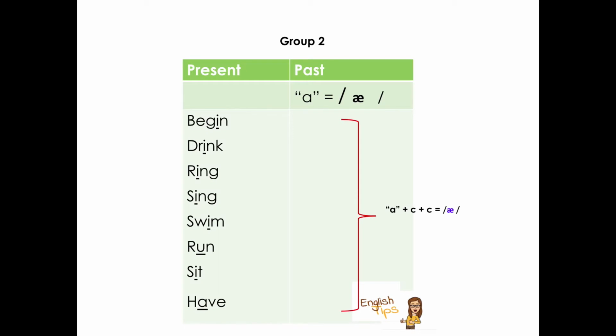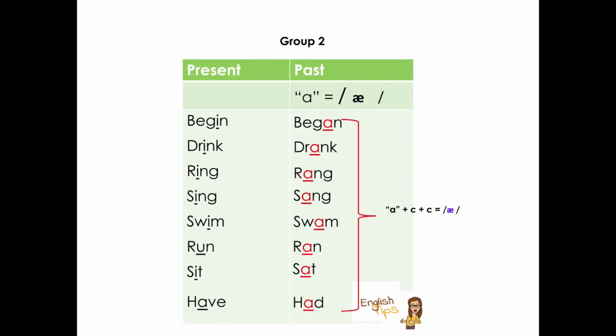So here we have, for example, begin, that turns into begun, drink, drank, ring, rang, sing, sang, swim, swam, run, ran, sit, sat, have, had. And again, we have a spelling pattern in which the letter A that is followed by 2 consonants sounds like A, began, drank, etc. Now, group 3.